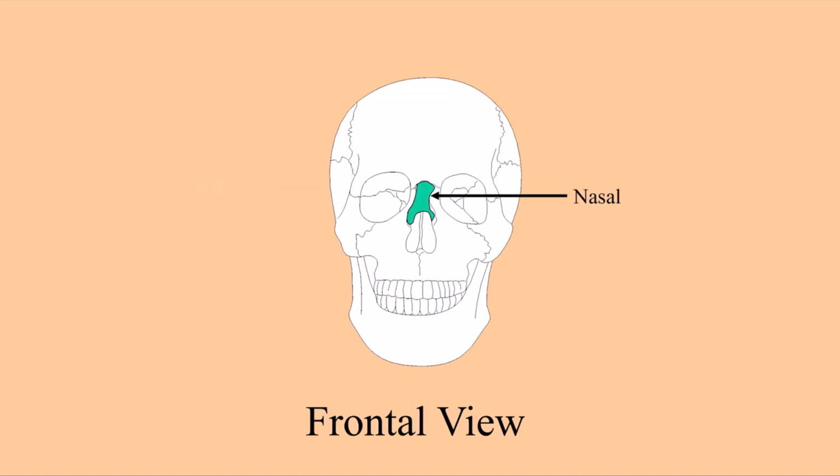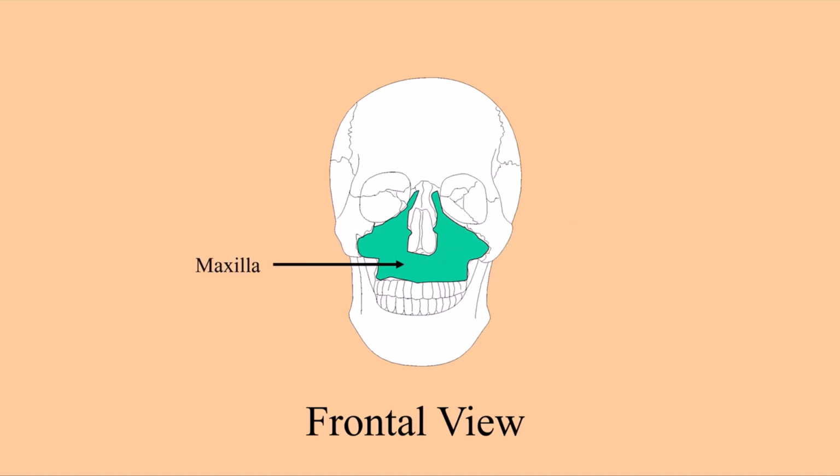Then nasal, it is a paired bone that forms the bridge of the nose. Vomer is a median, roughly triangular bone that forms the inferior portion of the nasal septum. Zygoma bone is commonly called the cheekbone. It forms the zygomatic arch to the lower jawbone that forms the only movable joint to the skull.